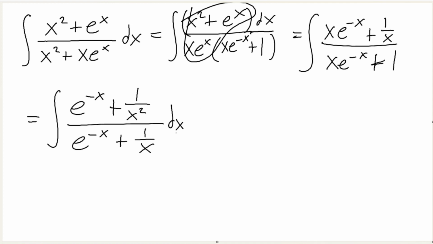So again, this looks like nothing. This looks like nothing, but actually, u is equal to e to the negative x plus 1 over x.